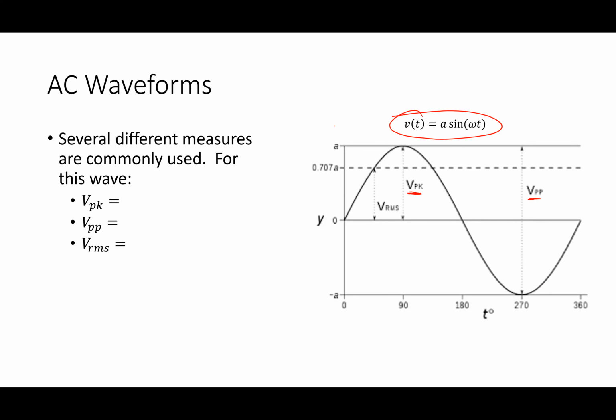V peak is the peak value. So what would that be? Well, that would be A. What would the peak to peak value be? 2A. Yeah, 2A. And what's the RMS value here? Well, that would be 1 over root 2 A. So 0.707A, which Stephen's being more exact there. It's A over square root of 2, which is basically 0.707, which is 1 over square root of 2. It's actually 0.707 and a bunch of other trailing numbers.